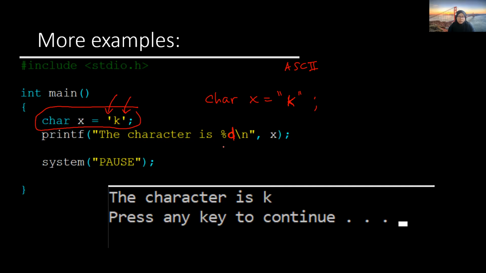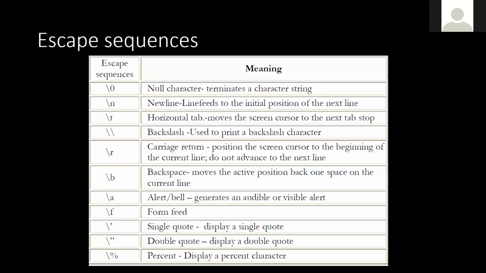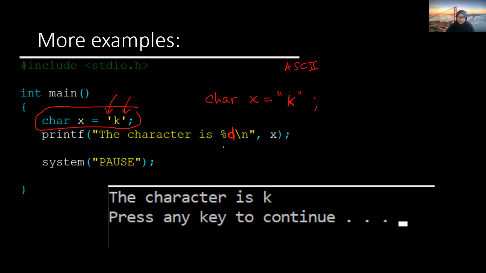What happens if you put the %f? It's going to display some, what does it mean? A floating number. Yes, with many decimal numbers.